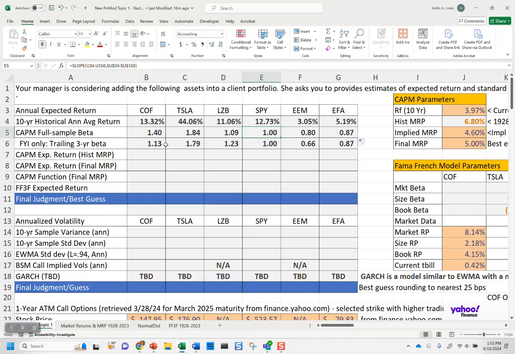Capital One has 1.4. Anything above 1 means that its risk is higher than the market. And so you can see all of these assets have a beta greater than 1. Tesla is the highest beta of 1.84. I tend to see betas somewhere in the range of, say, 0.5 to about 2 to 3.